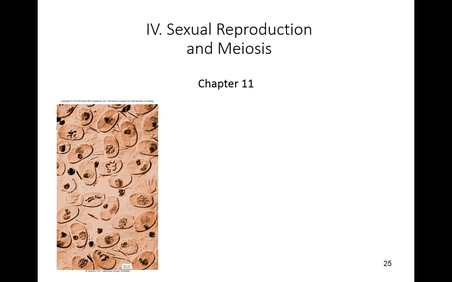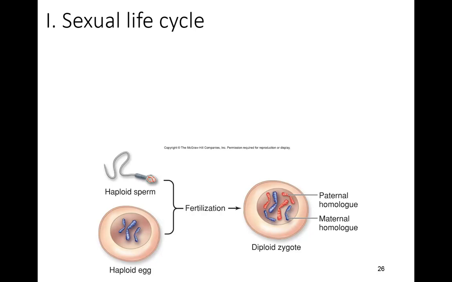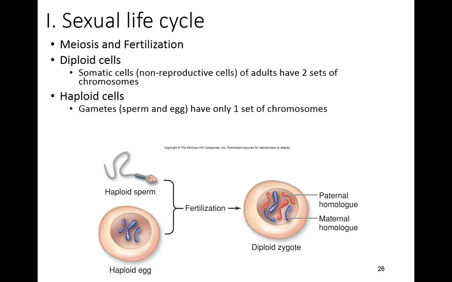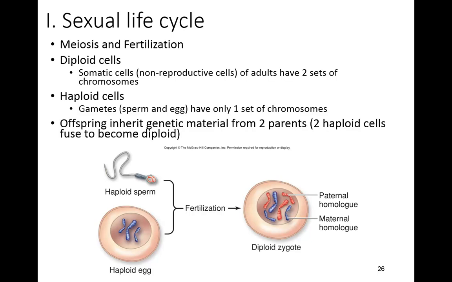Alright, now we're going to get into meiosis, which is very similar to mitosis, but basically goes through it twice. So the sexual life cycle of eukaryotic organisms involves meiosis and fertilization. Again, we said humans and most organisms are diploid cells, meaning they have two copies of every chromosome, except for our haploid cells, which are our gametes, or our reproductive cells, or our sperm and eggs. And they only have one set of chromosomes.